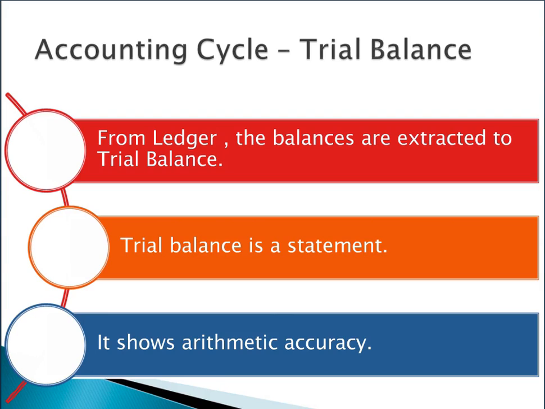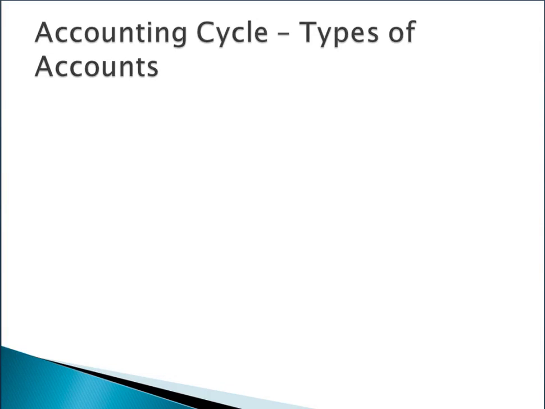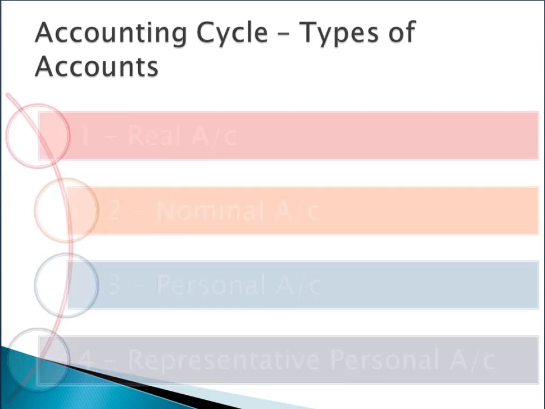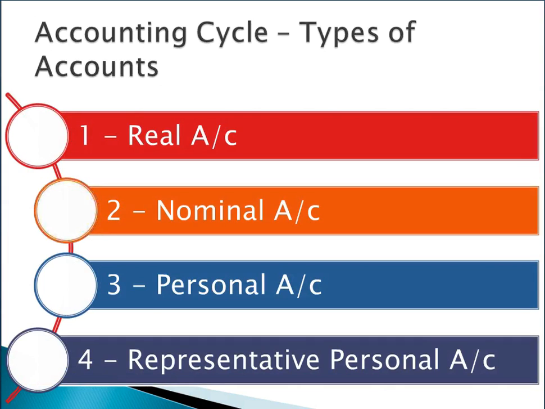It is a statement. It shows only one thing. The function of a trial balance is to display only the arithmetical accuracy. Now in the trial balance, there are different types of accounts sitting. Now you imagine what business we are doing. Let us imagine we are doing a very big textile business.